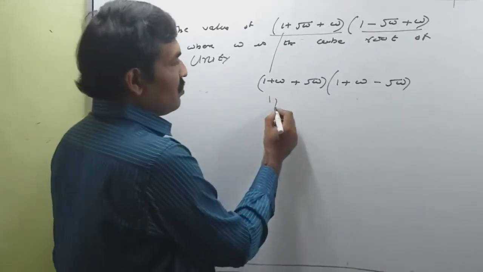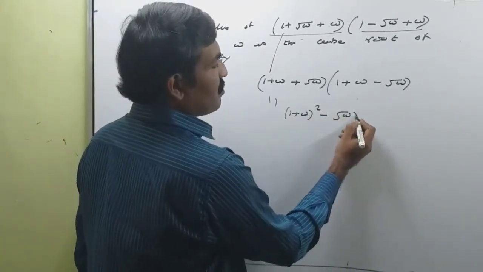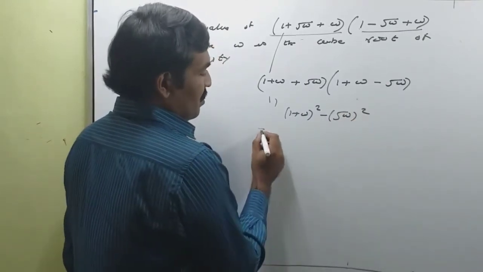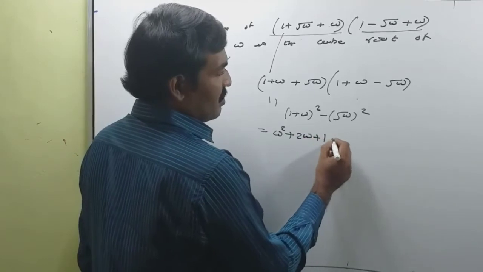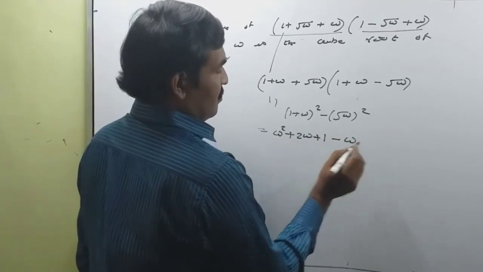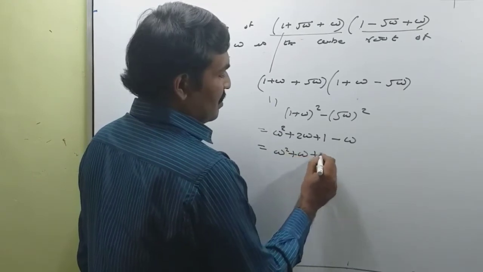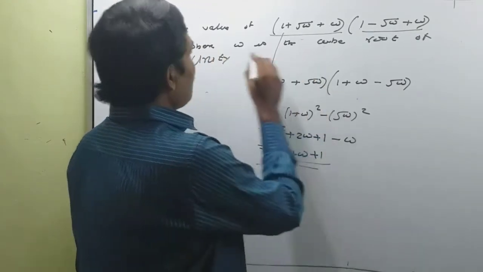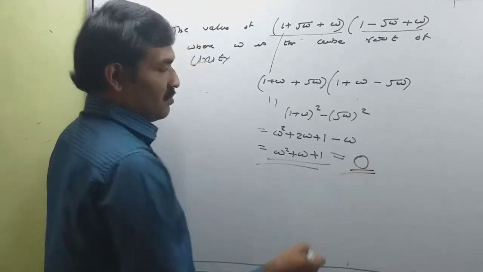So this is equal to 1 plus omega square minus root omega square, which is equal to omega square plus 2 omega plus 1 minus omega. This is equal to omega square plus omega plus 1. So since omega is a cube root of unity, this is equal to 0.